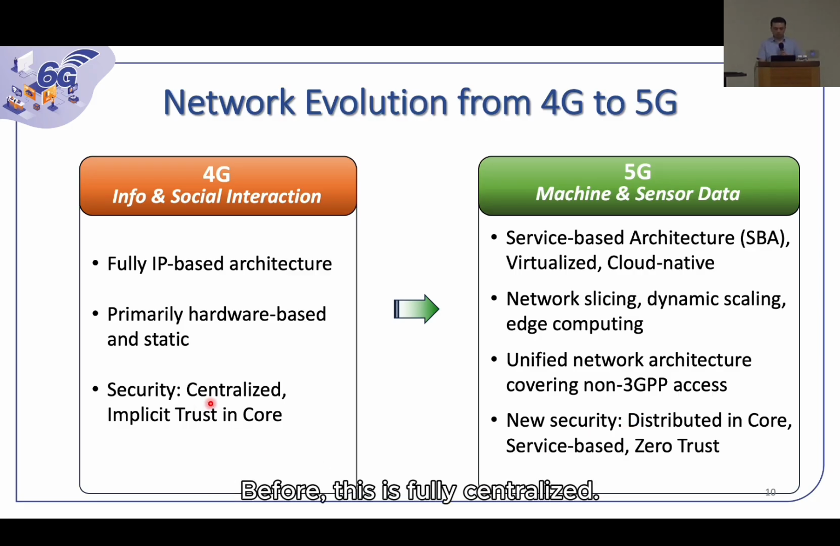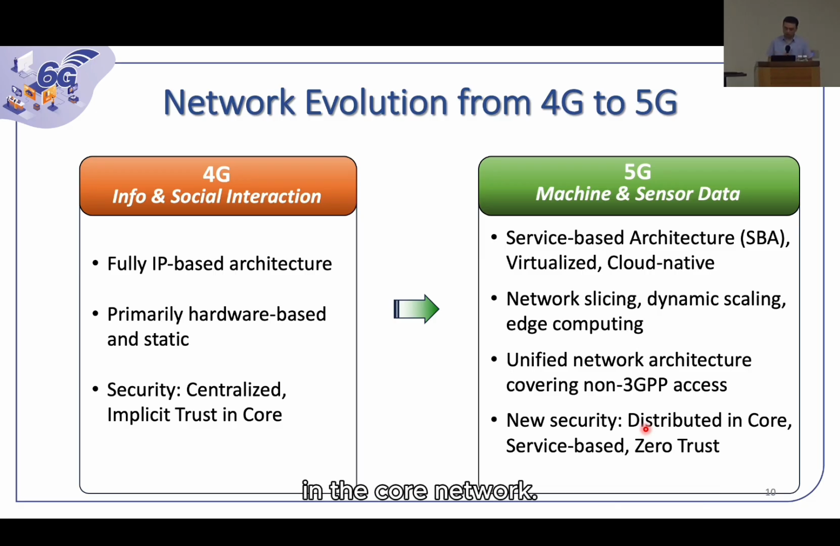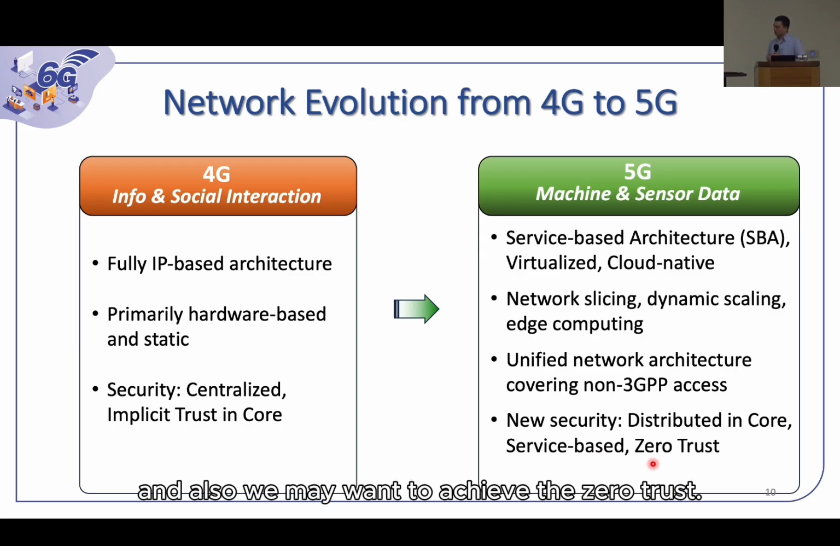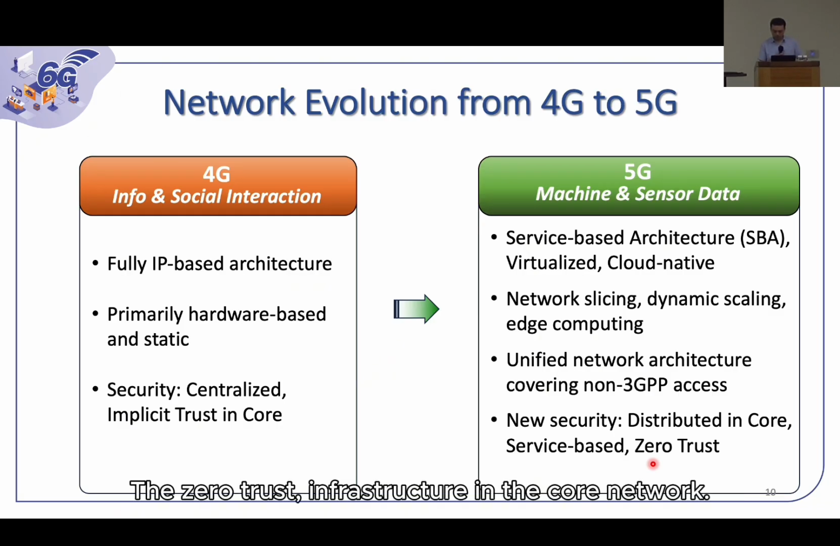Before, this was fully centralized. This is like a black box, and we always trust the core. But once we make it more flexible and we allow the third party to develop some applications, then our security design needs to be able to secure the distributed function in the core network. Then also the service-based architecture, and also we may want to achieve the zero trust infrastructure in the core network.